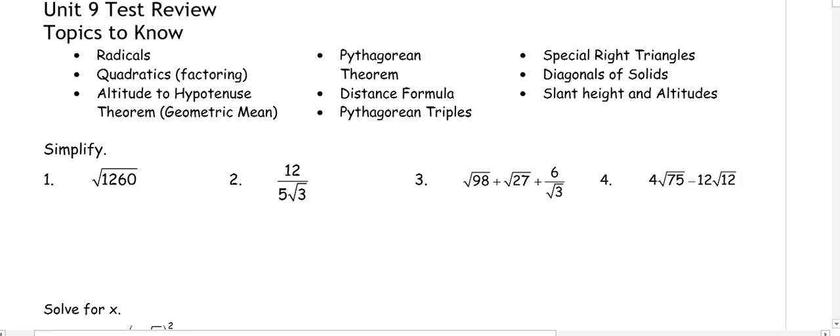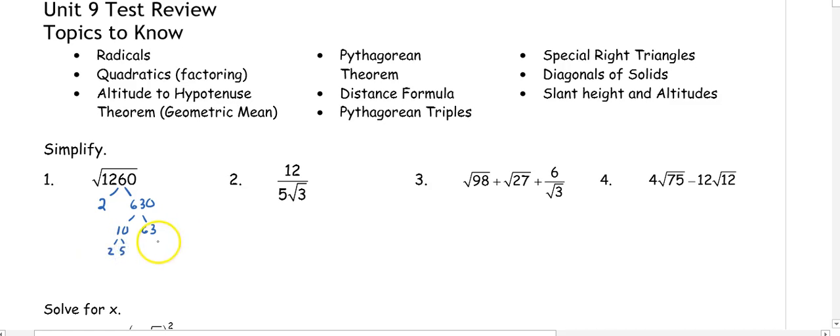Questions 1 through 4 are about reducing radicals. So when you reduce radicals, remember we need to break it down to our prime factorization. So if we have the square root of 1,260, we need to find two numbers that multiply to it. Because it's an even number, if you're stuck on a number, you can always divide that by 2. So we have 2 and 630. We can divide 630 into 10 and 63.